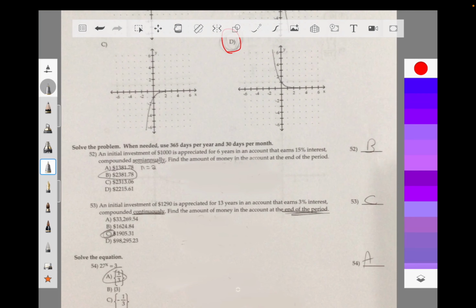This one's another word problem with money. So I think we're going towards the end of your class. Yes.